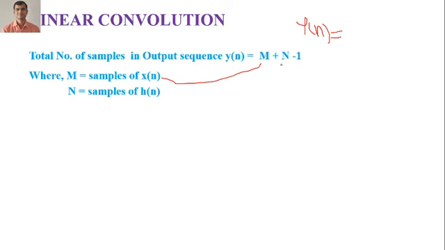So L is nothing but the samples of x of n, and M is nothing but the samples of h of n, minus 1. In some books they have written the length of y of n as L plus M minus 1. That can also be okay, but you have to remember the first term is nothing but the samples of x of n plus samples of h of n minus 1. This is the number of output samples you will have in linear convolution. When we solve a linear convolution, the number of samples in the output sequence is equal to samples of x of n plus samples of h of n minus 1.